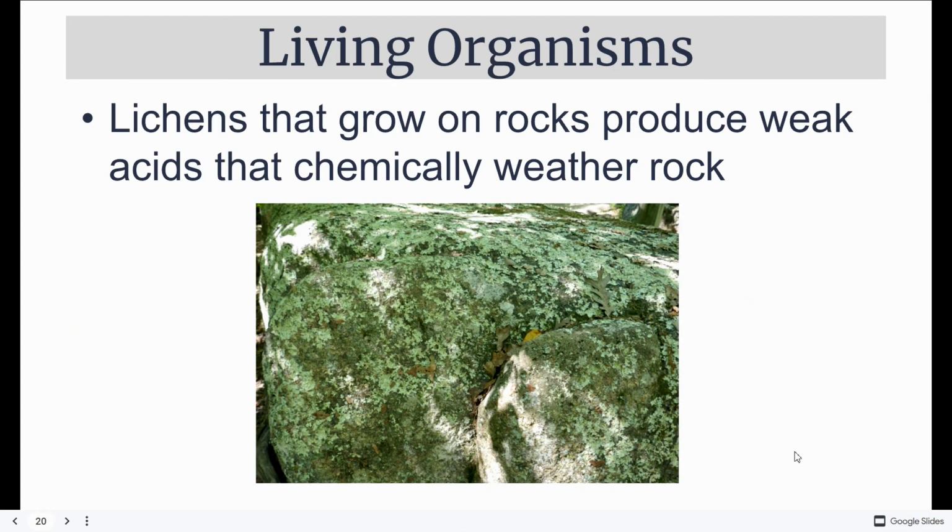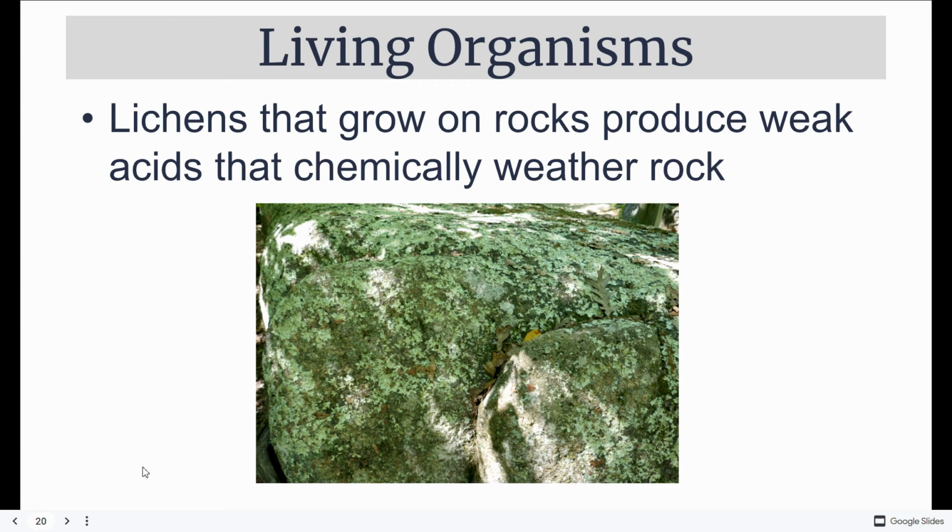Living organisms is another way that you can chemically change the composition of a rock. So all of these little fluffy looking things on top of this rock, these are called lichens. Now a lichen is an organism that is part of primary succession. Remember, primary succession is what happens after you completely remove all life from an area. So there's nothing there, there's nothing to start with.